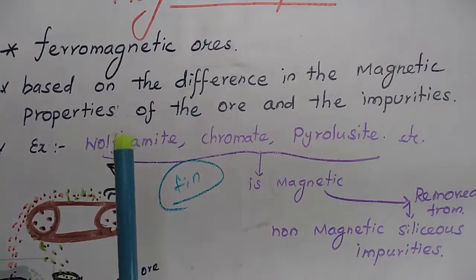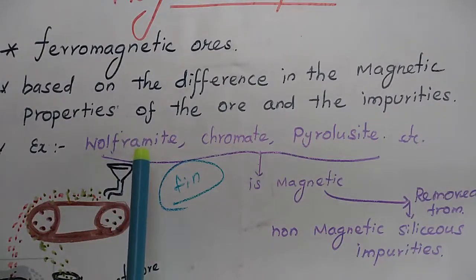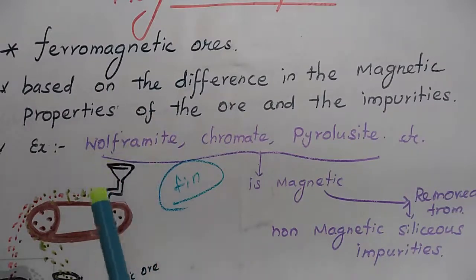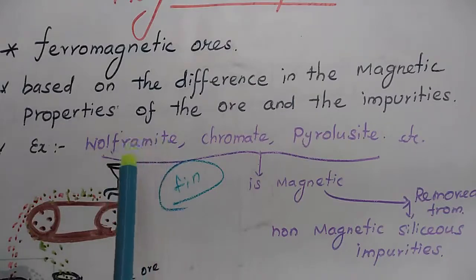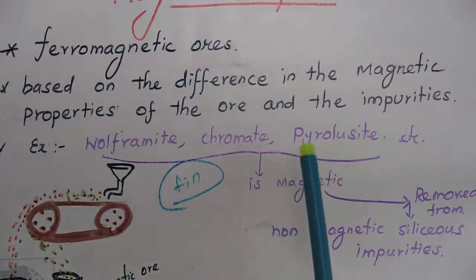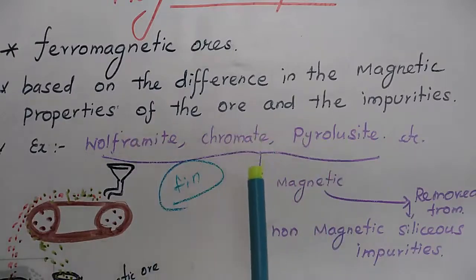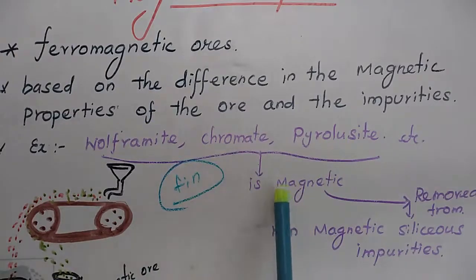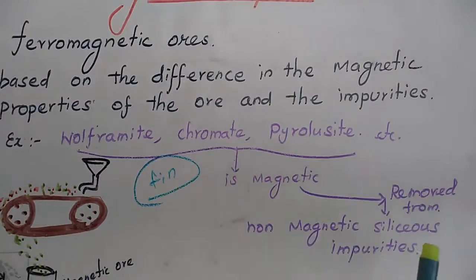For example, tin stone can be separated from the wolframite impurities, which is magnetic. Similarly, ores such as chromite and pyrrhotite having magnetic property can be removed from the non-magnetic siliceous impurities.